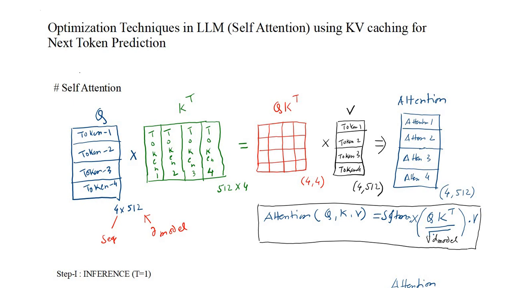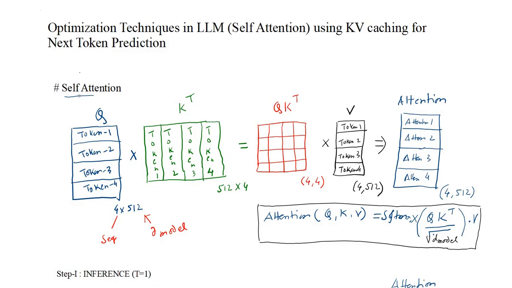We start with a new topic, which is called optimization techniques in large language models, specially focusing on the attention or the self-attention mechanism using KV caching for next token prediction. So before going to this topic, let's see what the scenario is for the self attention.